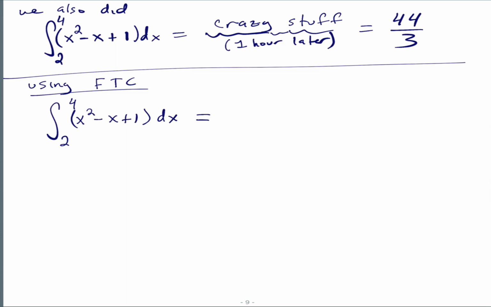So what's the antiderivative of, we'll do it all in one step this time. What's the antiderivative of x squared? X cubed over 3, yep. Minus, what's the antiderivative of x? X squared over 2 plus the antiderivative of 1, x. Okay, and then I'm going to evaluate here from 2 to 4. So far, so good?